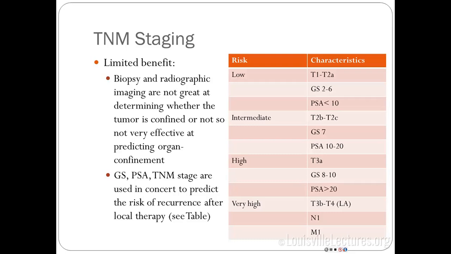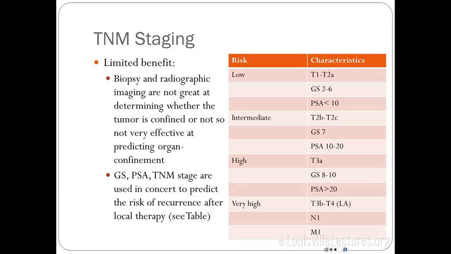What we do is we put all those pieces of information together and we develop a risk stratification system. So on the right side of the screen, you see here there's low, intermediate, and high risk. And what those risks represent is, if you do just a prostate-directed therapy, what is the risk that that cancer will come back? Okay? So let's start here.